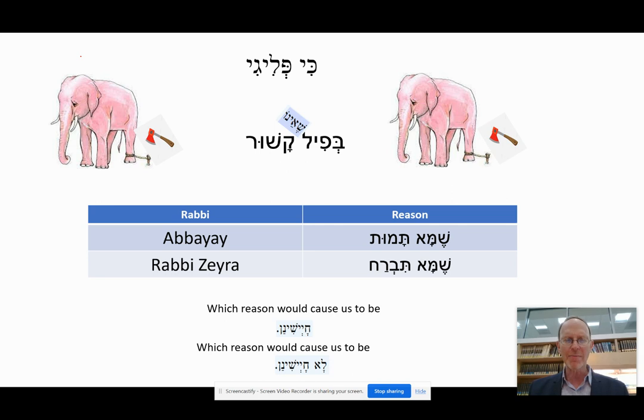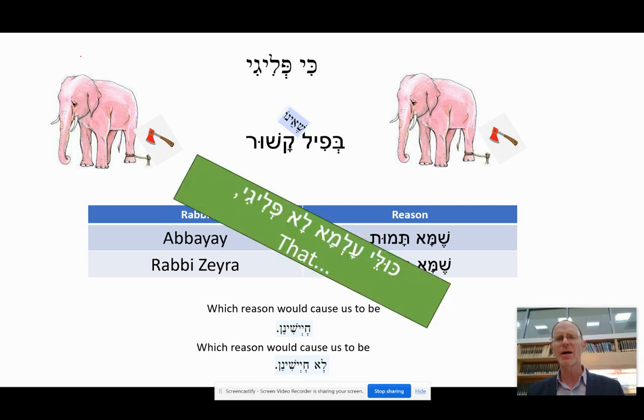And so we come up with this statement again. Wait a second. Kule alma lo plige. The entire world, question number 14, agrees, doesn't disagree, meaning the entire world agrees that if I have an animal making up one side of the sukkah and the animal is not attached at all, the entire world, meaning both Rabbi Yehuda and Rabbi Meir, agree that that kind of sukkah is what? That's question number 15, is lo kasher.